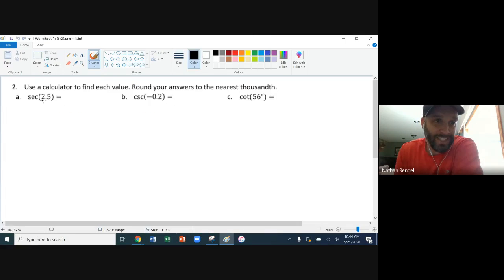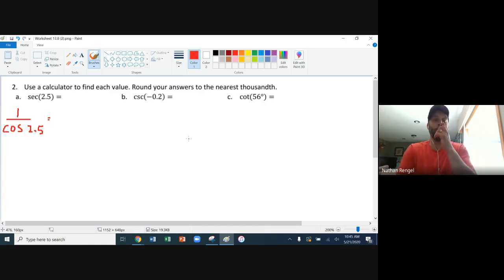So let's look back to what we're looking at first. We're trying to find the secant of 2.5. Well, secant is defined as the reciprocal of cosine. So to calculate this, we are not using secant. We're going to use the reciprocal of secant, which is 1 over the cosine of 2.5. So you will not find a secant button. You will not find a cosecant button. You have to use the definition of secant, which is 1 over cosine. So we are going to, in our calculator, do the reciprocal, 1 over the cosine of 2.5.